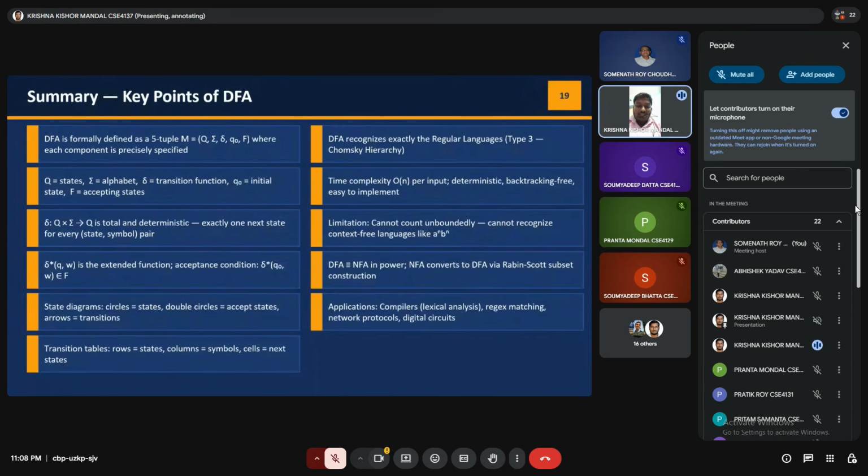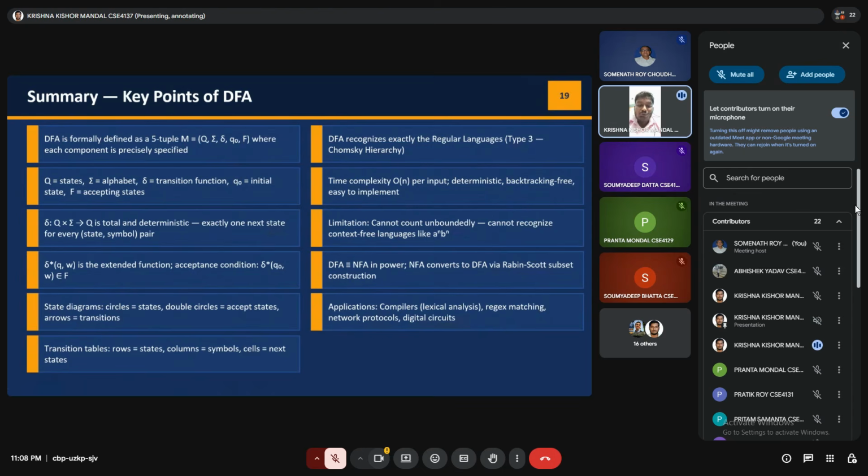And now finally, let me summarize the key points of DFA. A DFA is defined by 5 components: states and input symbols, transition function, initial state and accepting states. It processes input strings step by step, always has a unique next state, making it deterministic. DFA recognizes regular languages, which are also known as type 3 languages.